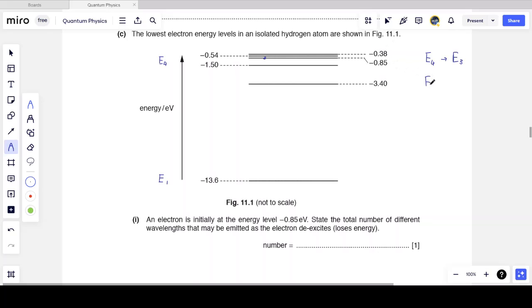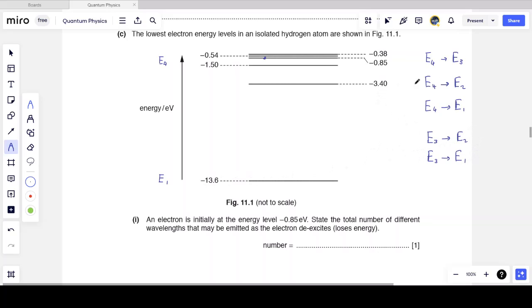It can go from E4 straight to E3, E4 straight to E2, or E4 straight to E1. Any of these are permitted transitions. Those are 3, but those are not all. What if it starts at 3? What if it goes from E4 to E3 and then from E3 down to E2? Or from E3 down to the ground level, minus 13.6 electron volts, E1.